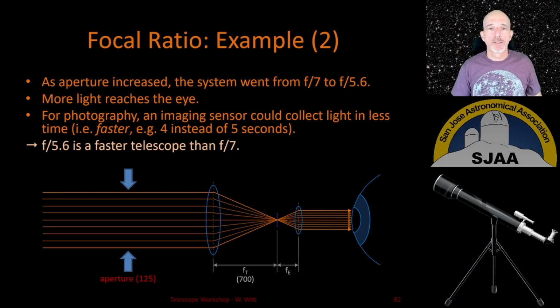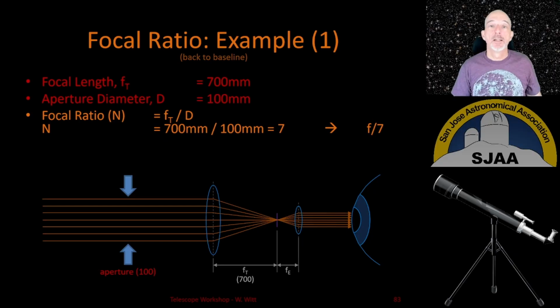So we call this a faster telescope. The f5.6 is faster than the f7 because you're actually collecting more light, thereby allowing a camera to take a picture more quickly, and even an eye will see a brighter image. This is the part that makes a lot of sense. Now here's the part that makes less intuitive sense.